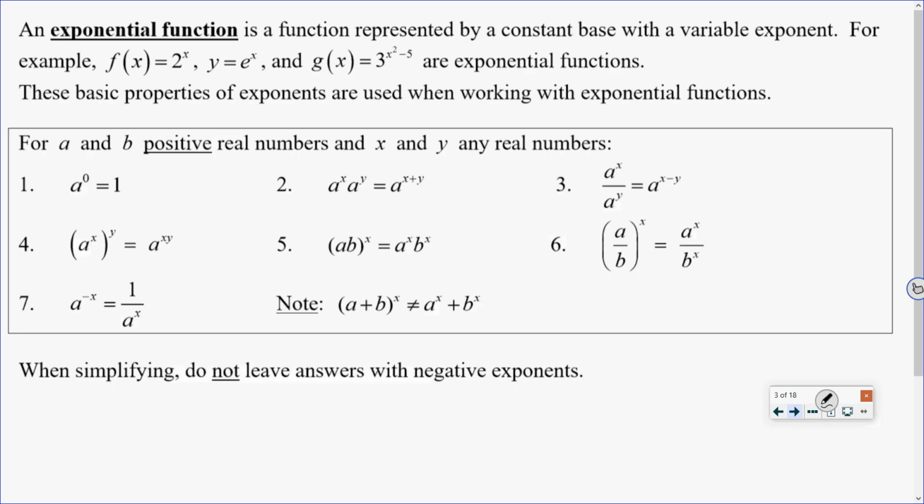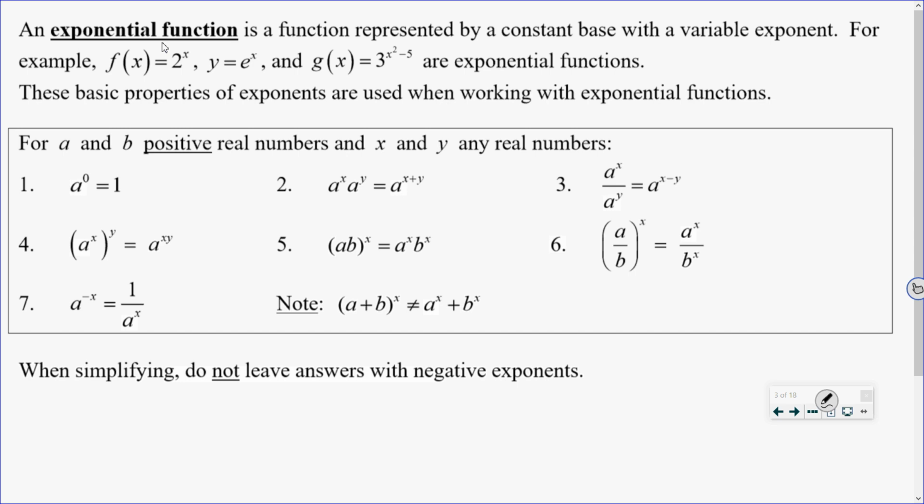Just to review our exponential function, first of all, we'll talk about what an exponential function is. This is an exponential function represented by a constant base and a variable exponent. So for example, right here, 2 is my constant base, and then my variable is up in the exponent. Or e is my constant base, my variable is x. Or in this one, I have 3 as my constant base, and now I have an x squared minus 5 up there. But again, my exponent is a variable exponent. In this case, it's x squared minus 5. It changes.